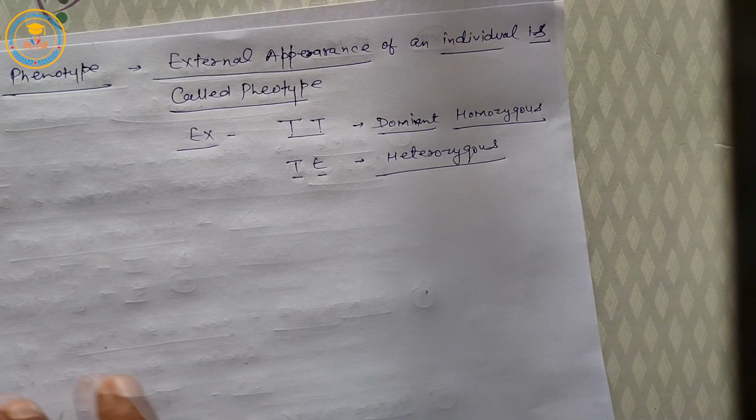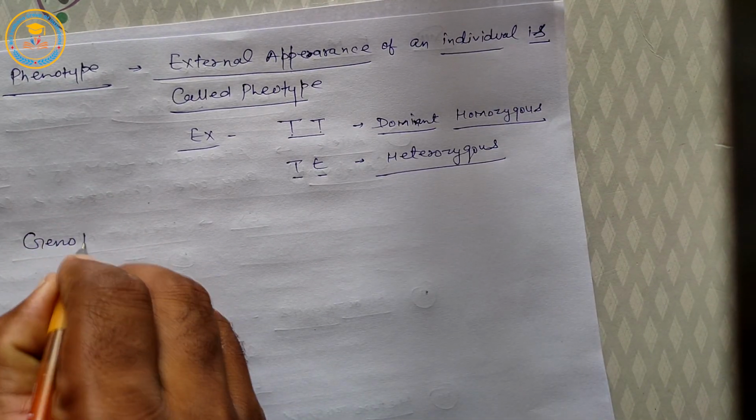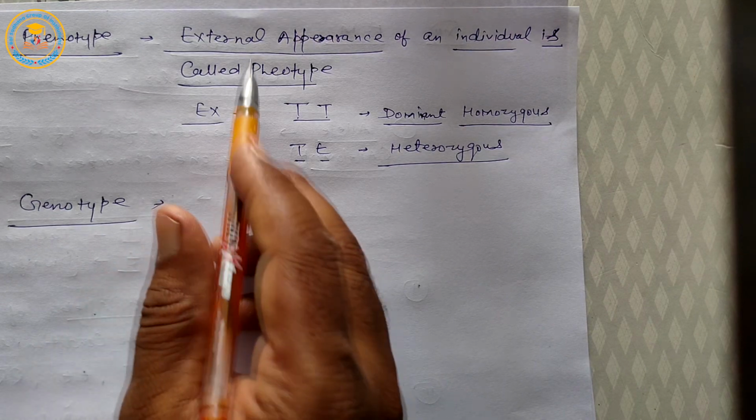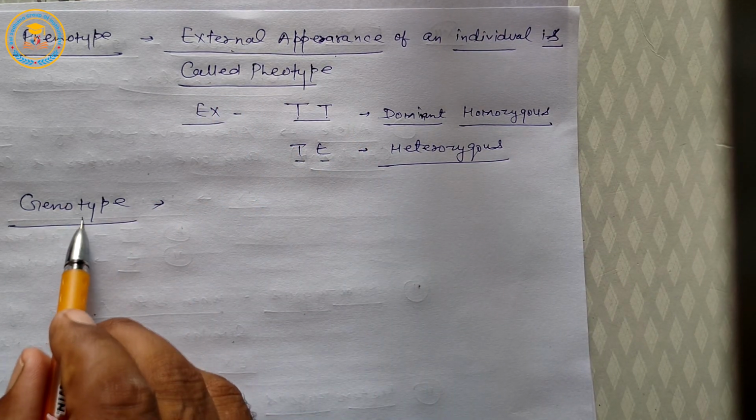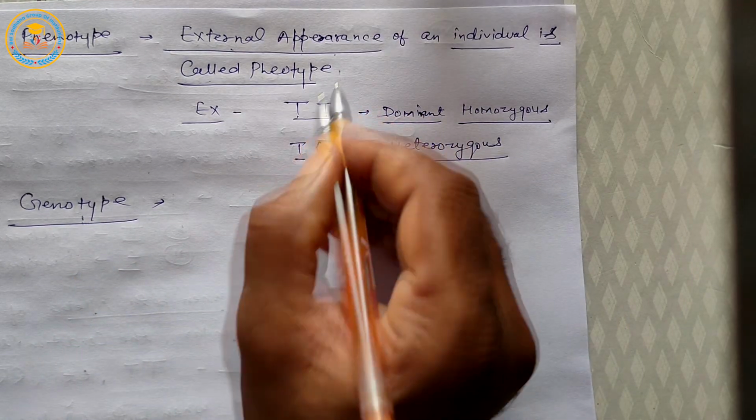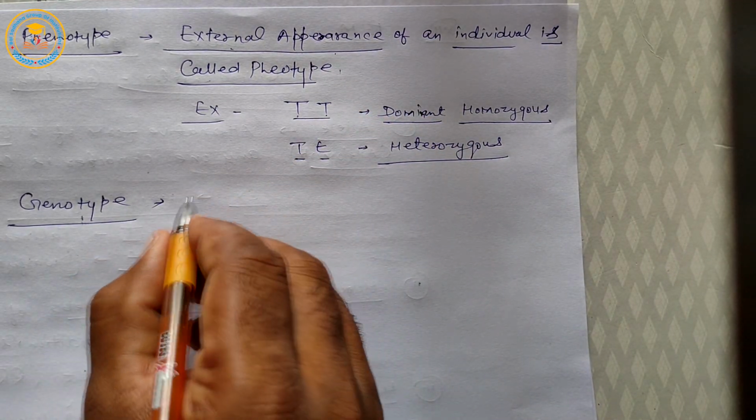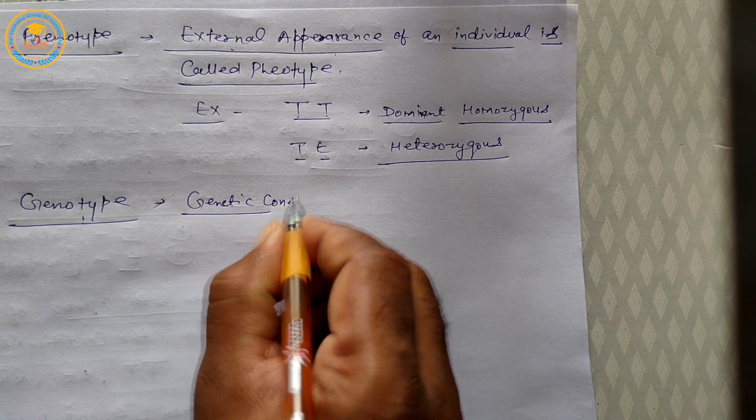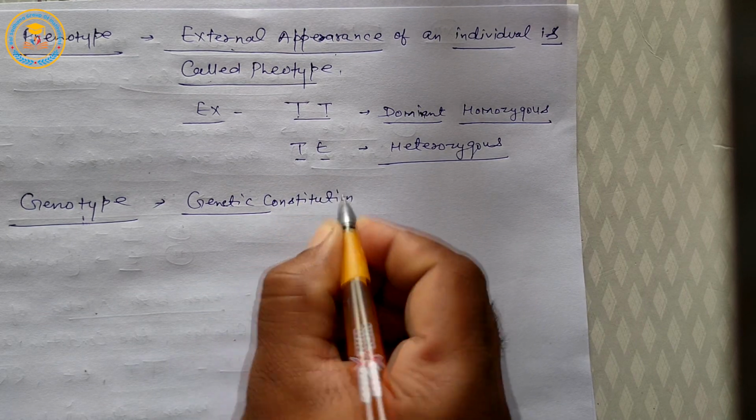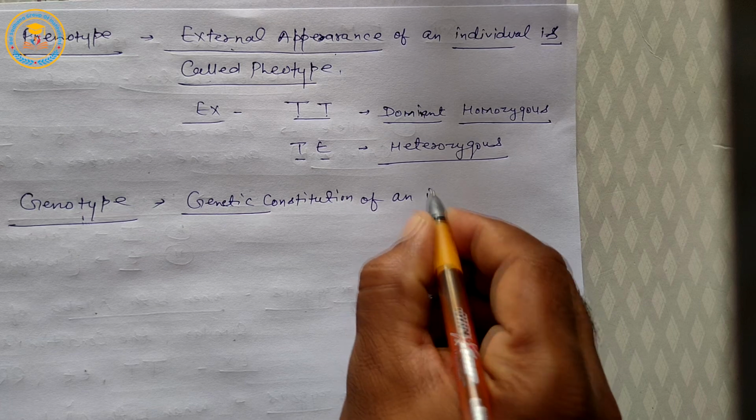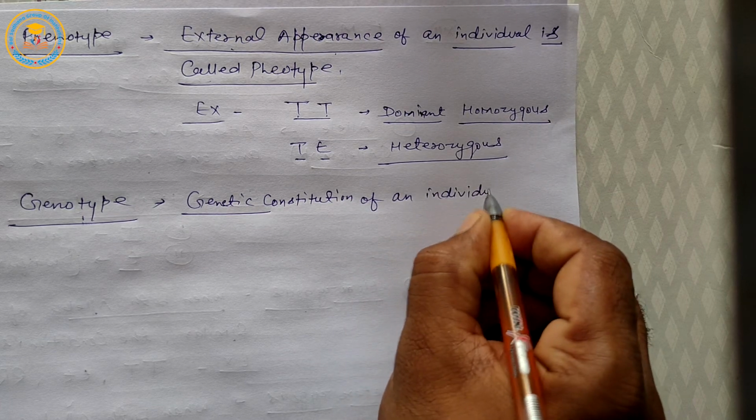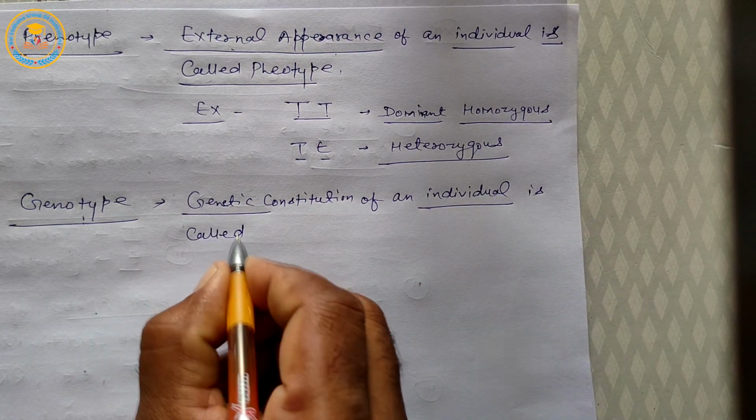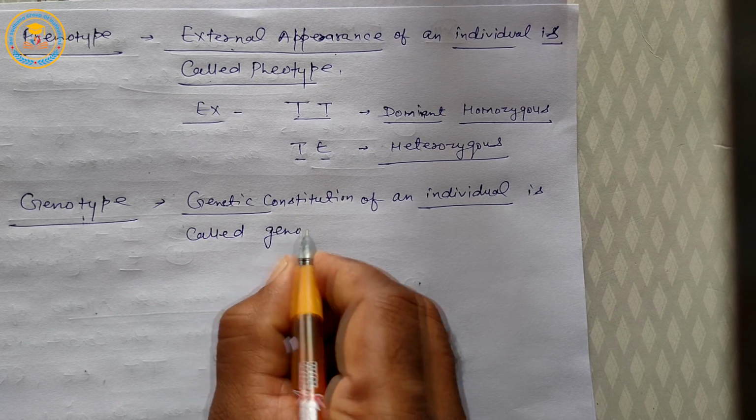Next is genotype. The genetical appearance of an individual is called genotype. It means anatomy. Genetic appearance, or genetic constitution, of an individual is called genotype.